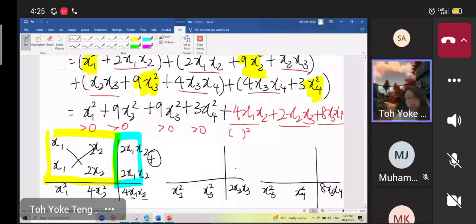So 2x2x3 here, maybe just as x2x3, the summation of x2x3. So you will get 1 plus 1 equals 2 as refers to here. And then just the same thing.